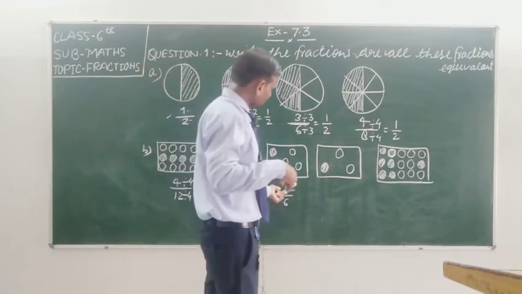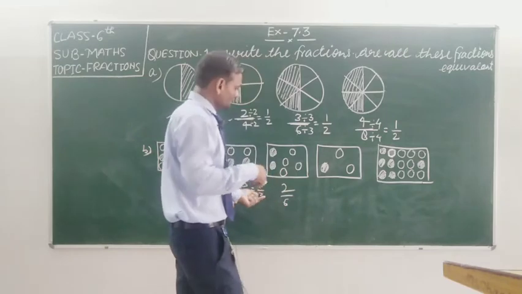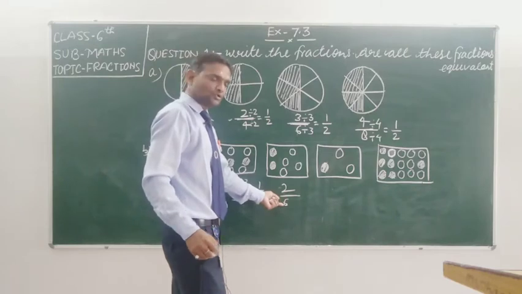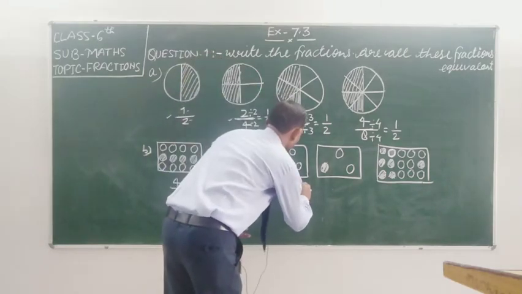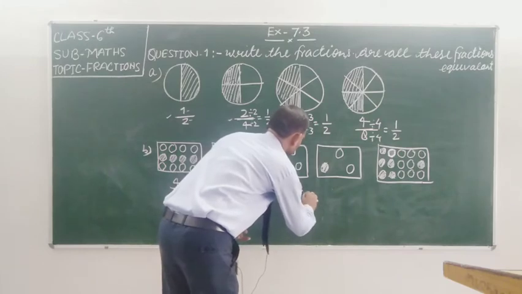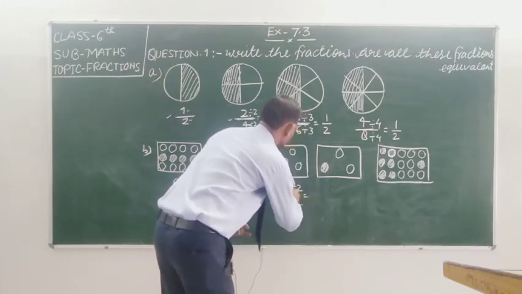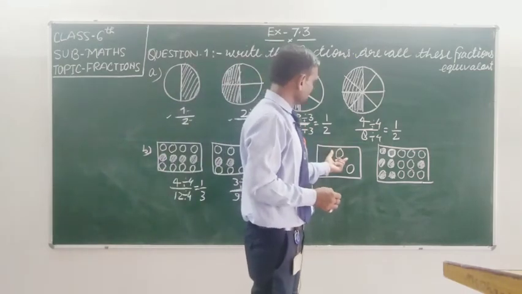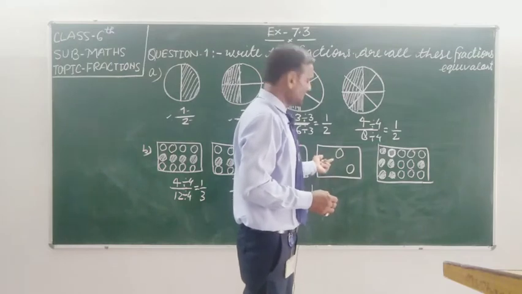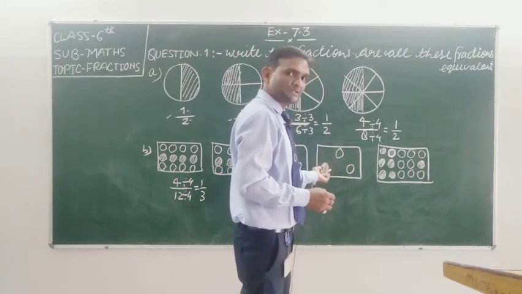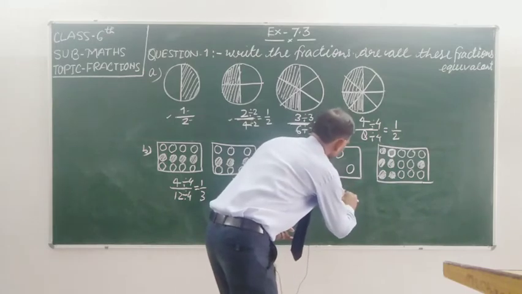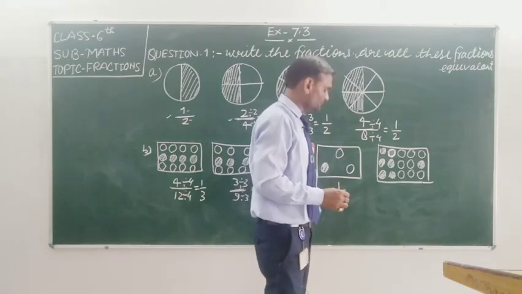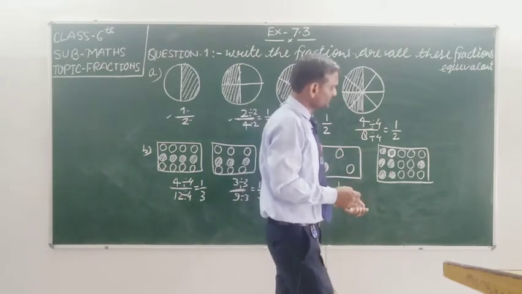As the same, we can make the simplest form of 2 by 6. The HCF of 2 and 6 is 2. So we divide the numerator by 2 and the denominator by 2 also, and you get 2 ones are 2 and 2 threes are 6. And for this figure there are 3 circles, and out of 3 circles 1 circle is shaded, so we write the fraction 1 by 3. It is in its simplest form already, you know.